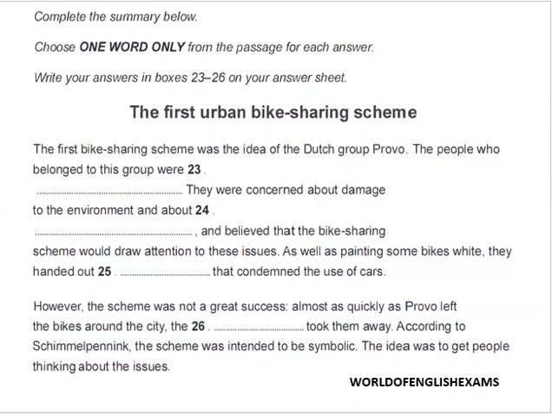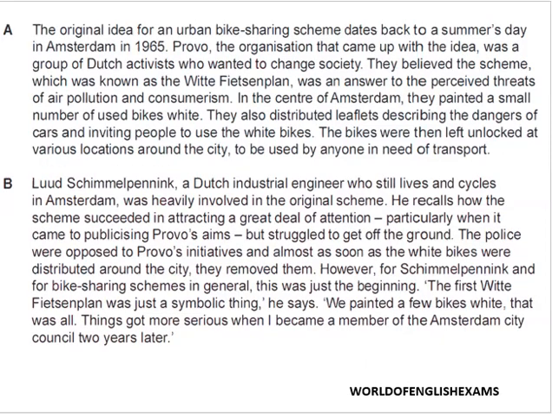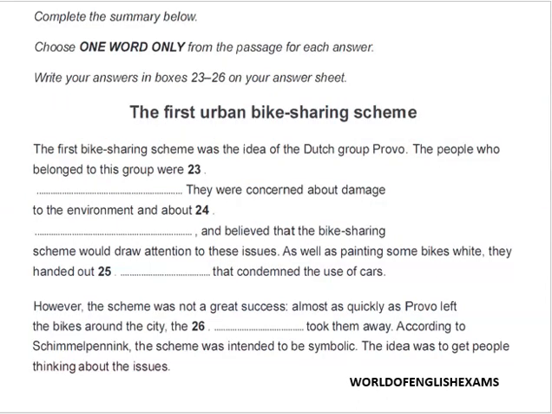Okay, so now let's continue this. However, the scheme was not a great success. Almost as quickly as Provo left the bikes around the city, the dash took them away. So somebody took those bikes away. Who were they? We have to see. Lud Schimmelpennink, a Dutch industrial engineer who still lives and cycles in Amsterdam, was heavily involved in the original scheme. He recalls how the scheme succeeded in attracting a great deal of attention, particularly when it came to publicizing Provo's aims, but struggled to get off the ground. Struggled to get off the ground means it was not a success.